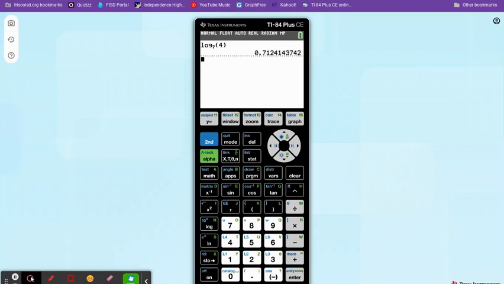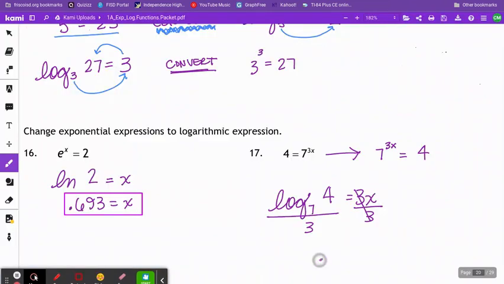Okay, let's enter there and then divide by 3. Just roll with it in the calculator there, 0.237.